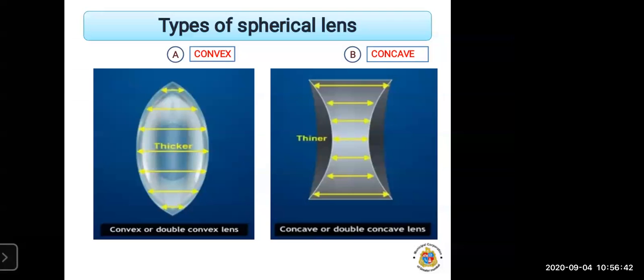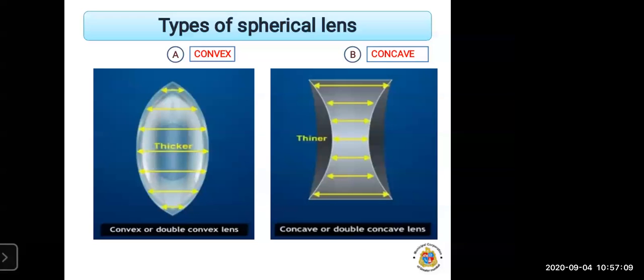And look at the concave. What about the concave? The inner side, the spherical sides, which are the lens, the inner side is thinner. The concave lens, in the center, it is thinner, while in the edges, it is thicker. Okay. So look at both diagrams. There is a difference between the convex lens and the concave lens.